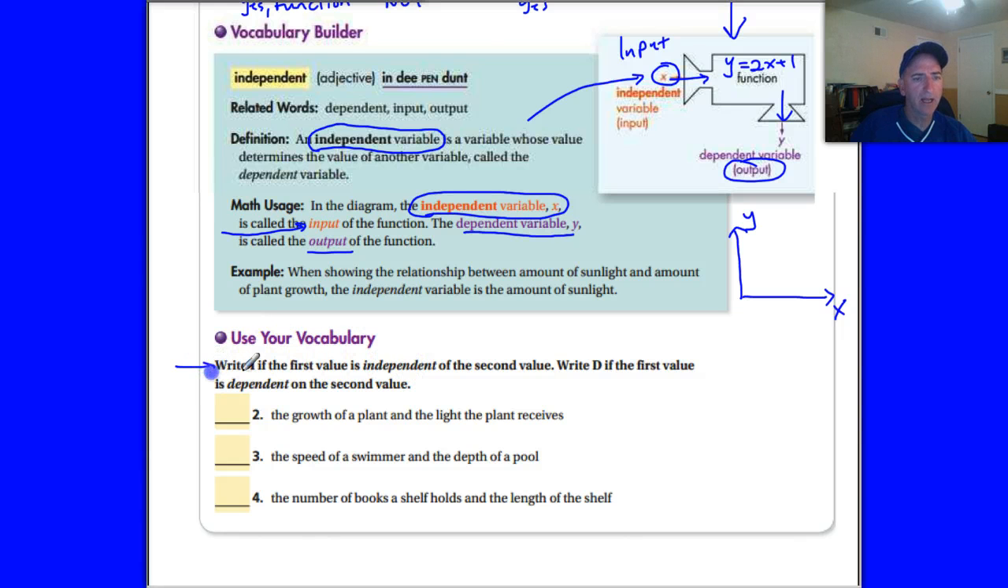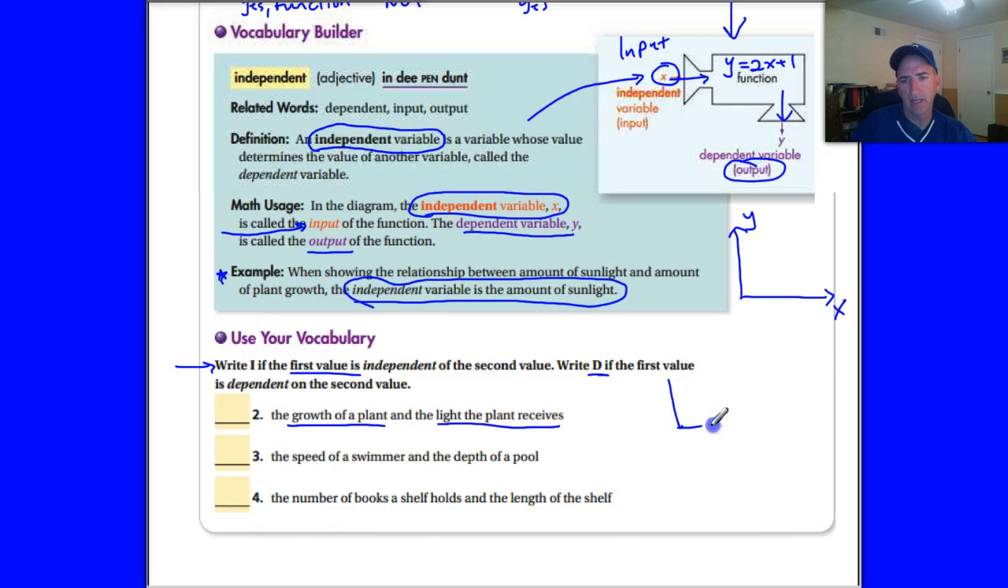It says, write I if the first value is independent of the second. Write D if the first value is dependent. Okay, so here we have the growth of a plant. Okay, that's a variable. And the light the plant receives. Okay, now I skipped over that. They actually used that one up here. It says, when showing the relationship between amount of sunlight and amount of plant, the independent variable is the amount of sunlight. Now, they gave you that answer there, but let's think about that.